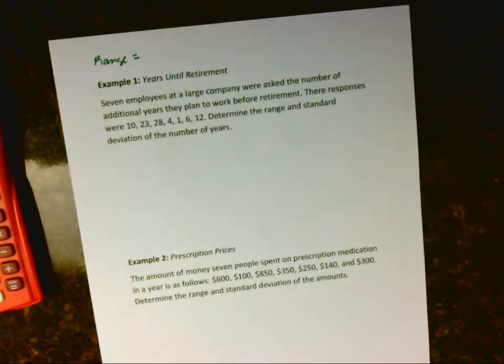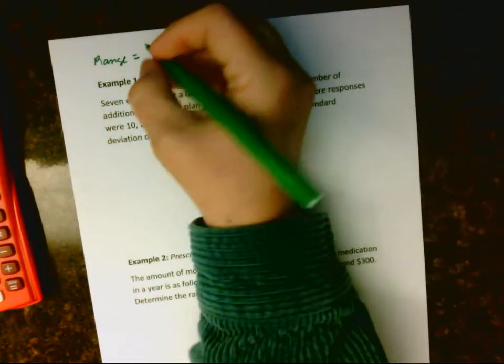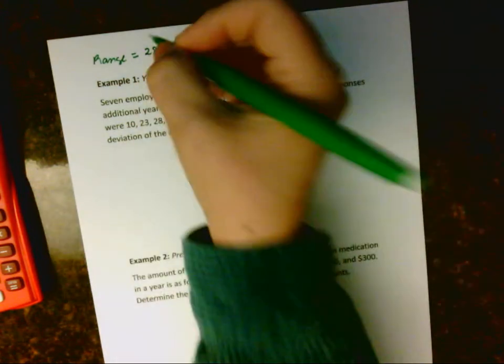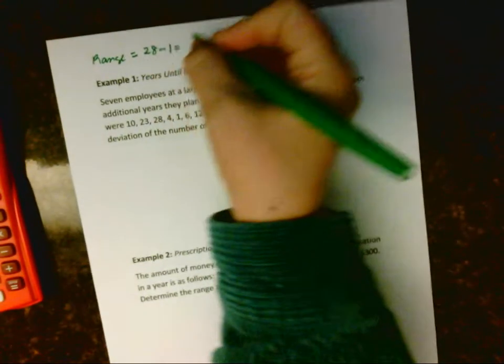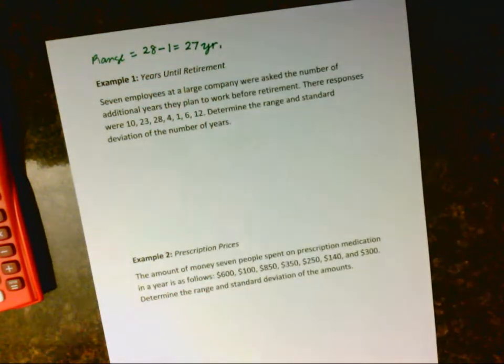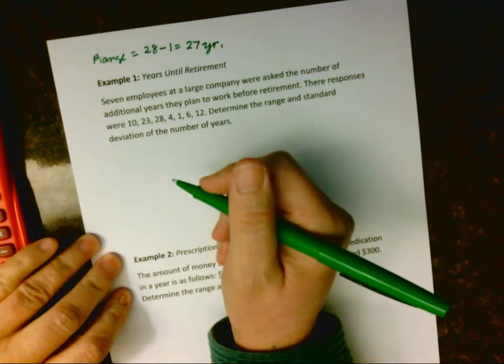is going to be what we get when we take the highest value, and the most anyone plans to work is 28 years, and we subtract the lowest, one person only plans to work 1 year, so there's a 27-year range between when the first person plans to retire and when the last one will be retiring. 27-year range. Okay, that's the easy one.